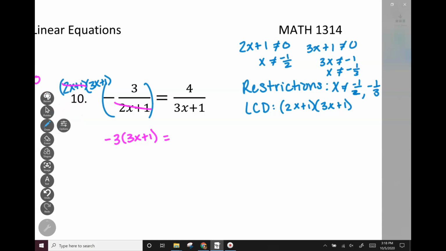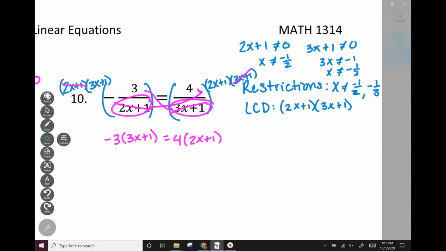Okay, similar thing on the other side. If I multiply this by 2x plus 1 and 3x plus 1, then my 3x plus 1s are going to cancel, and I'm left with 4 times 2x plus 1. So notice actually what happened here is basically I just took this denominator and multiplied it times 4, took the 3x plus 1 and multiplied it times the negative 3. So actually, you don't have to do the whole LCD thing in this situation.